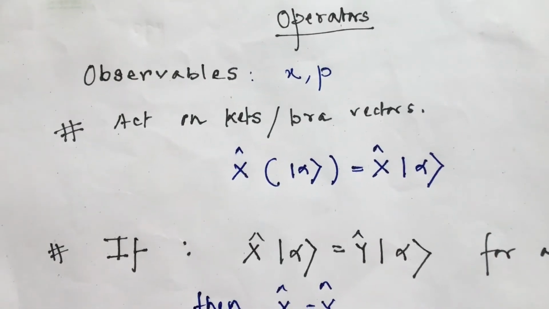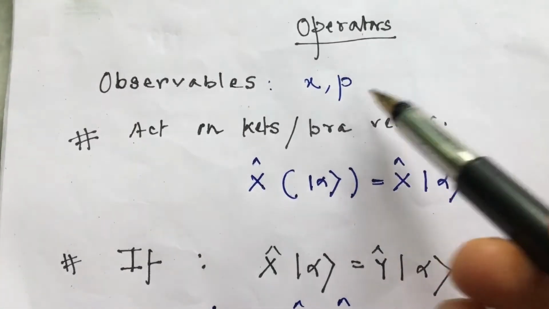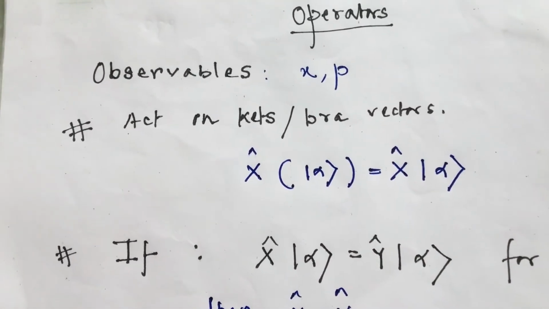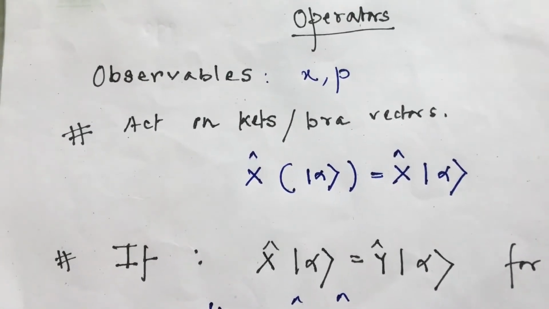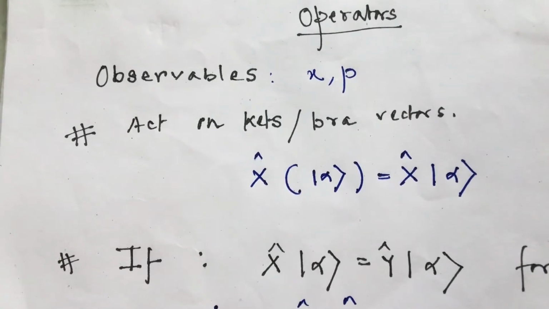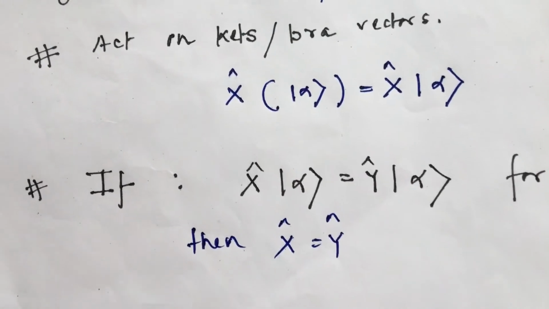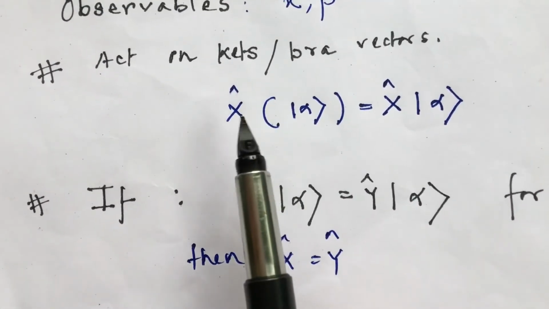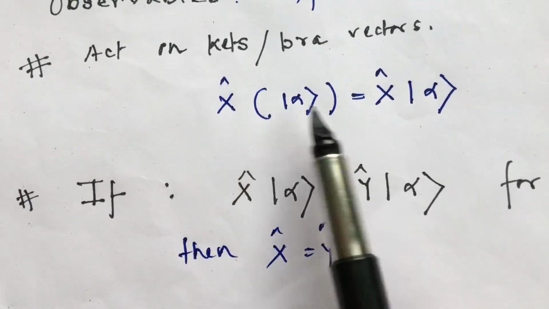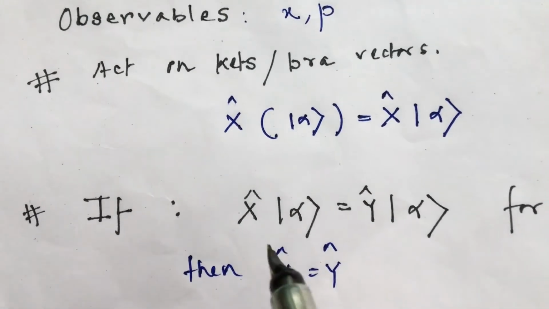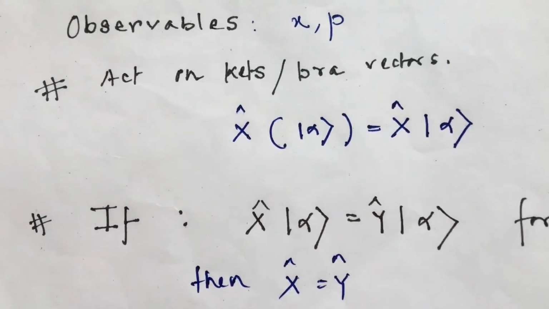Let's start operators. Operators represent observables like position, momentum, etc. We will discuss in detail about linear operators, but first let's have an overview of some basic properties of operators. An operator can operate on a ket vector or a bra vector. If it operates on a ket vector, it acts from the left side. And if it operates on a bra vector, it will be acting from the right side.